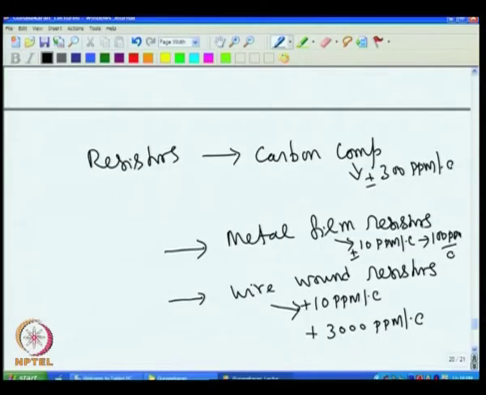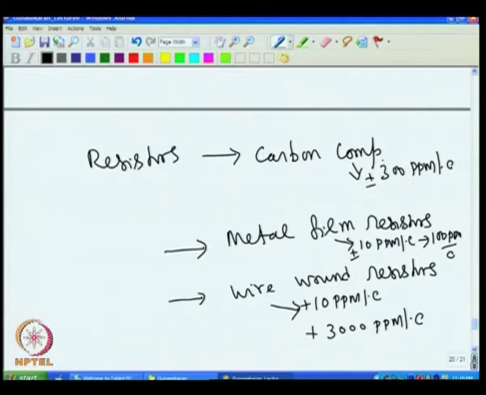Similarly, I can ask for metal film resistors of 25 ppm, 50 ppm, or 100 ppm. So, if we are buying a metal film resistor, we have to specify what temperature coefficient we are looking for. It is 10 or 25 or 50 or 100 ppm, that we have to specify. All carbon composition resistors will come only with 300 ppm, that you need not specify. Automatically, if it is a carbon composition, then you will get only 300 ppm.